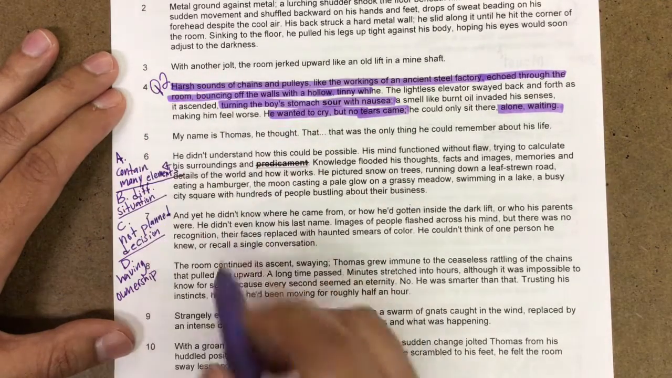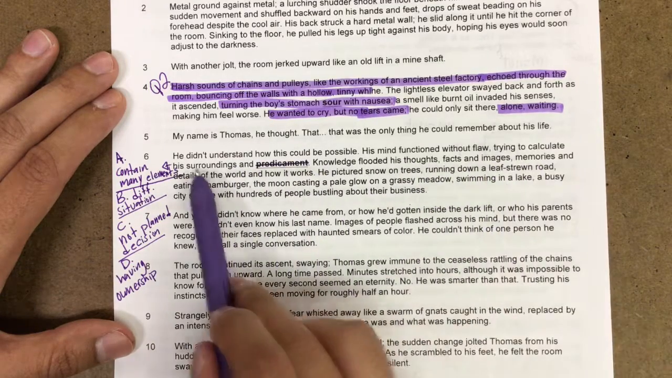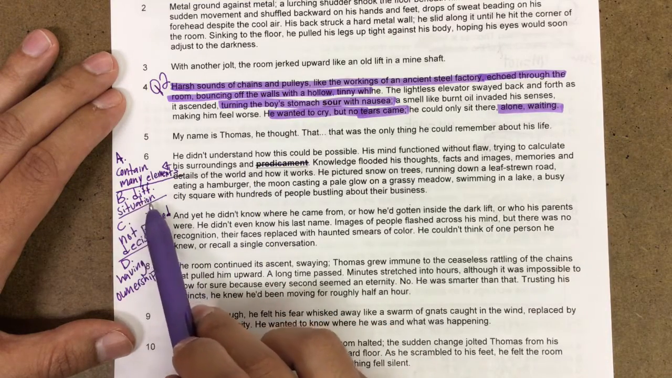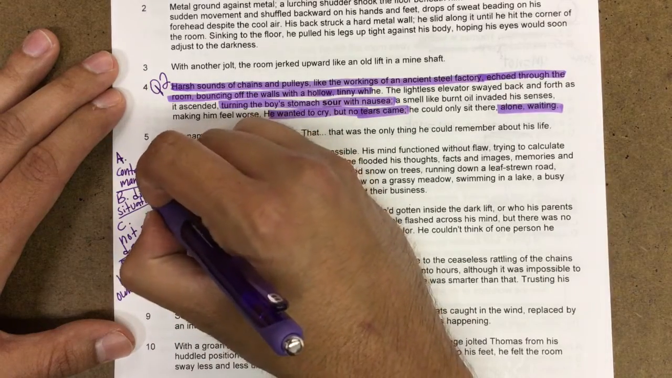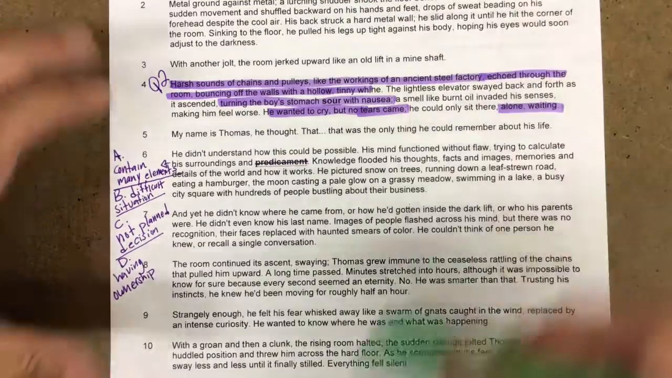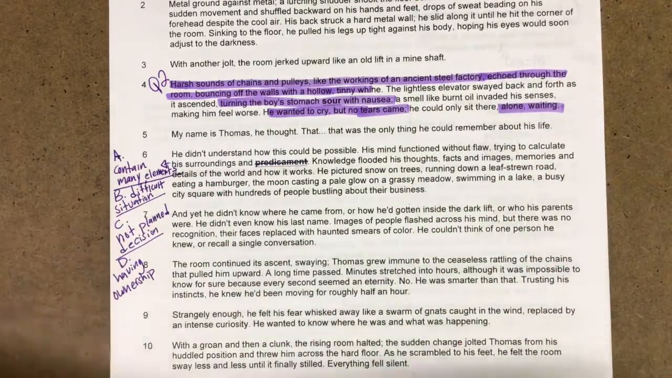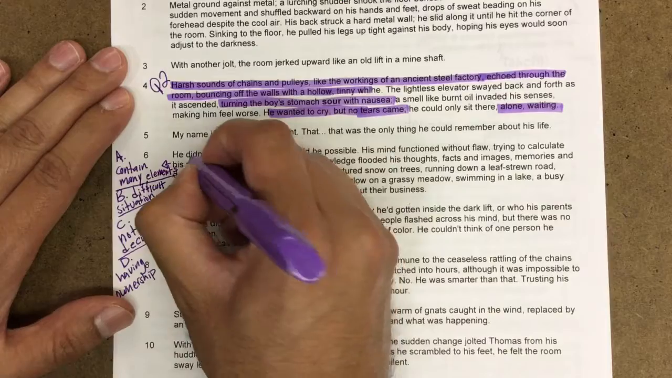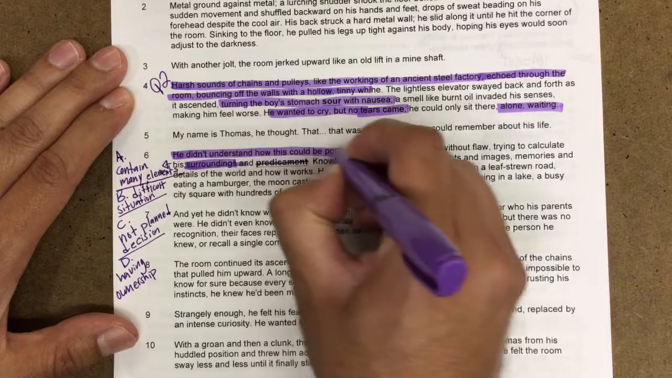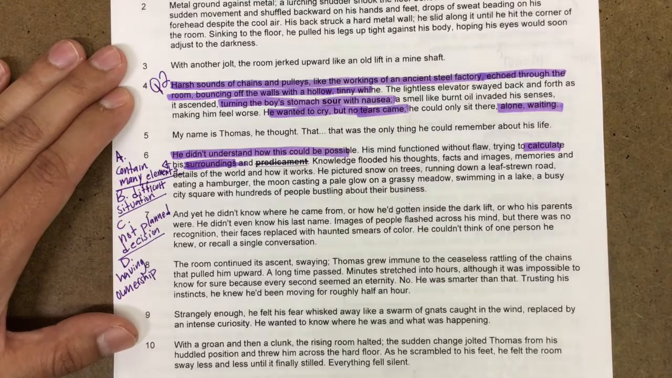Okay, let's look at the next one. He didn't understand how this could be possible. His mind functioned without flaw, trying to calculate his surroundings and a difficult situation. Ooh, maybe. So in this one, I'm going to write out difficult, so you can actually see it. So please do this with me. We're going to highlight our clue words. I have surroundings, things around him. He didn't understand how this could be possible, and he's trying to calculate. So highlight that with me.